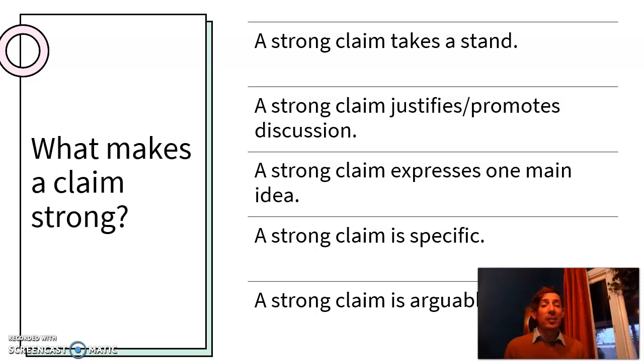A strong claim expresses one main idea. If you're making a claim that is kind of all over the place and includes a bunch of ideas, it's going to be a weak claim. It's going to be a difficult claim to make a good argument on. A strong claim is specific. People know what you're saying when you make that claim. And a strong claim is arguable, which is the whole point, right? We're making arguments. Claims are part of an argument.